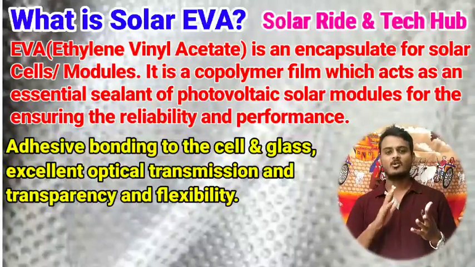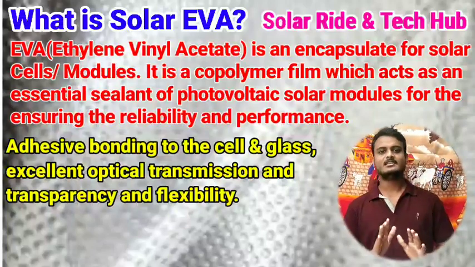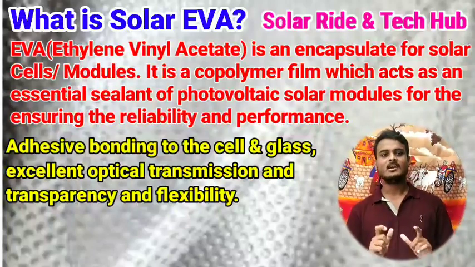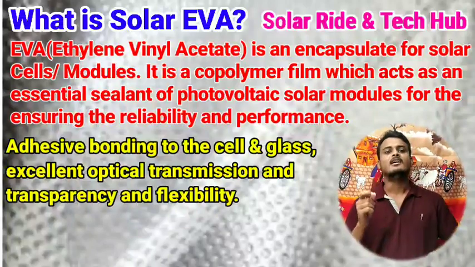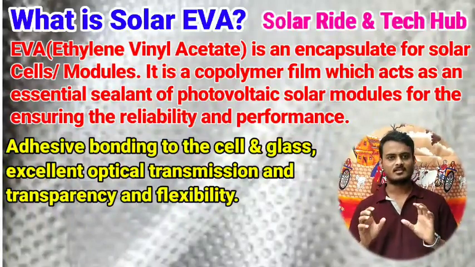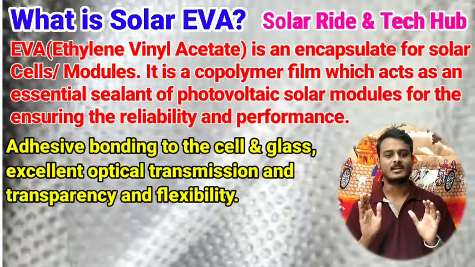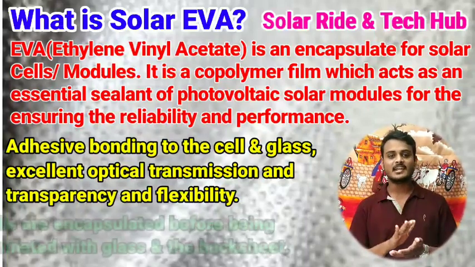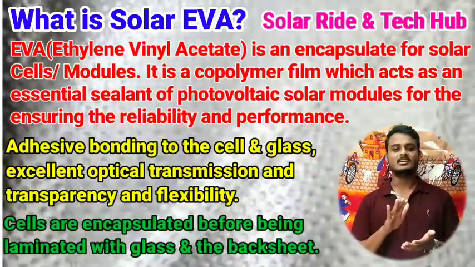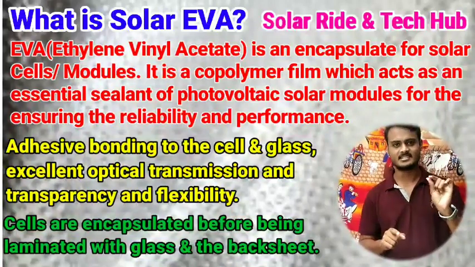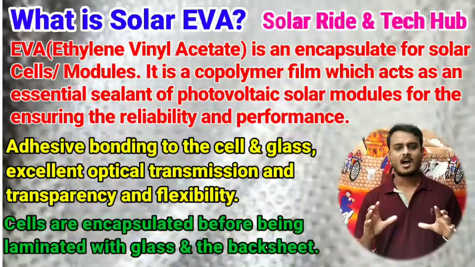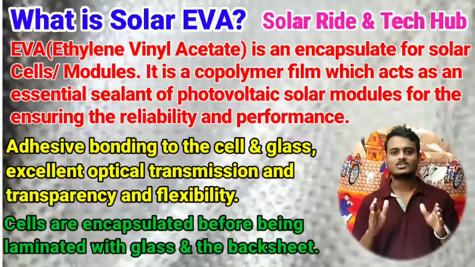And the next one is optical transmission. The next one is transparency. The next one is flexibility. Flexibility plays a major role in the solar module for the purpose of using solar EVA. The cells are encapsulated before being laminated with glass and the back sheet, using two sheets of solar EVA on the two sides. This is the major role of solar EVA in the solar module.